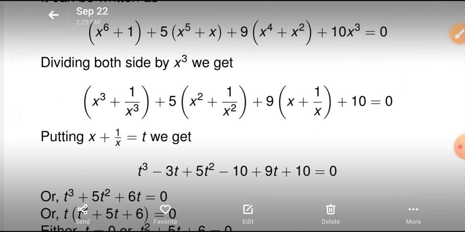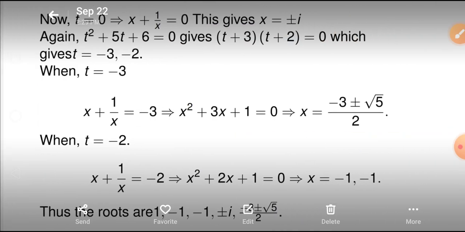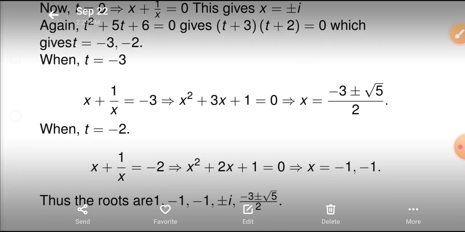When we solve this, we have another two roots. Here t is equal to 0 is one root. So instead of t, as usual, we replace x plus 1 by x equal to 0. So when you simplify this one, we get x is equal to plus or minus i. So these are two roots for x. So when you solve t square plus 5t plus 6 is equal to 0, we have another two roots for t, that is t is equal to minus 3 and minus 2.